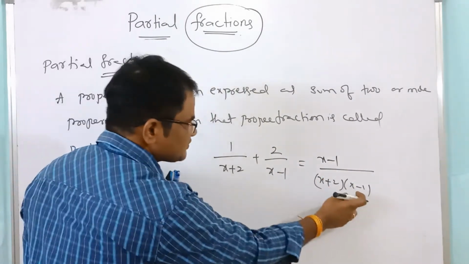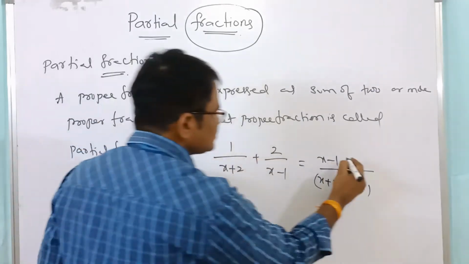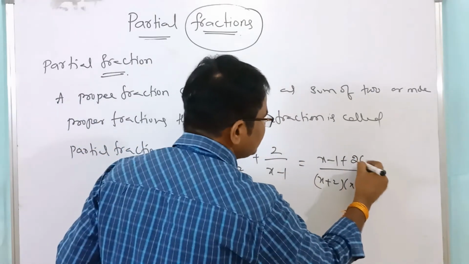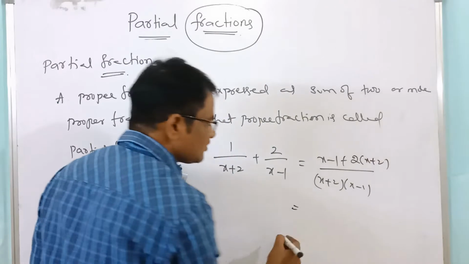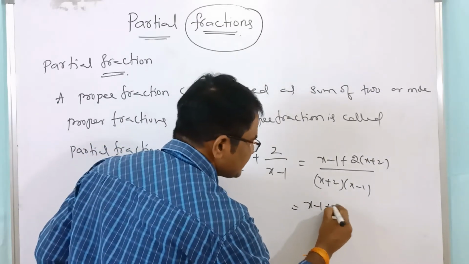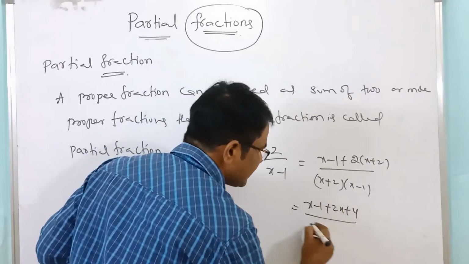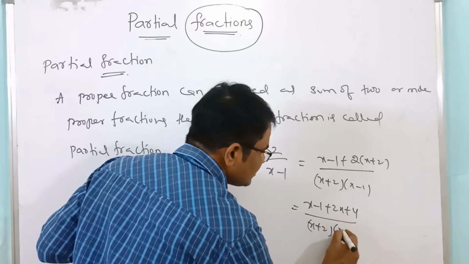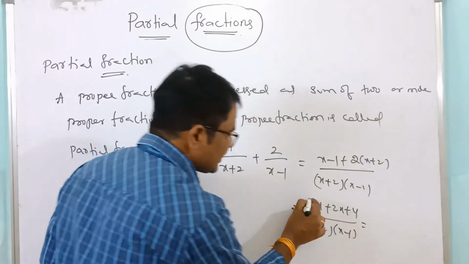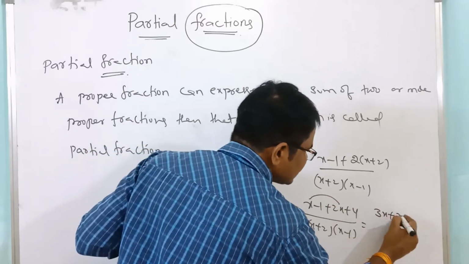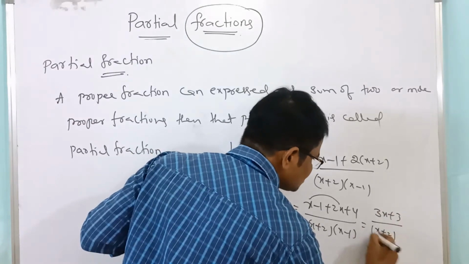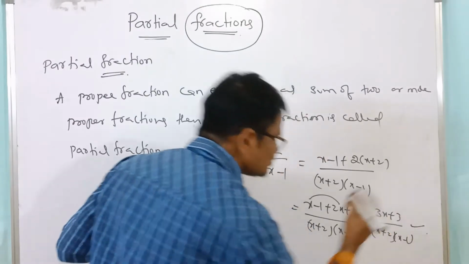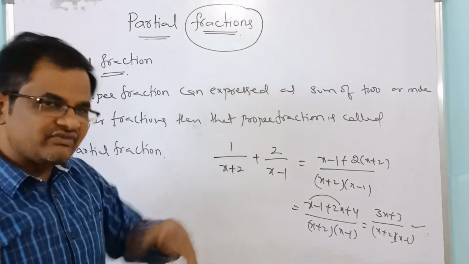And here x plus 1, x minus 1 get cancelled. So here if you simplify 2 into x plus 2, that is equal to x minus 1 plus 2x plus 4 divided by x plus 2 into x minus 1. Again x plus 2x is 3x plus 3 divided by x plus 2 x minus 1. Like this you simplified. But here reverse.